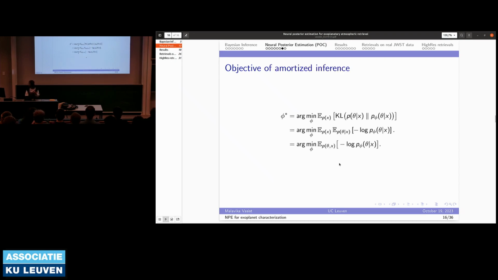It's not so important. With a few tricks here and there, you can actually bring the actual posterior out of this expectation. And what you now have is the expectation over a joint distribution of theta and x, of the negative logarithm of the estimated posterior distribution. So there you go, this is your objective. And by minimizing this objective, you can train your neural network to parameterize the ideal transformation.